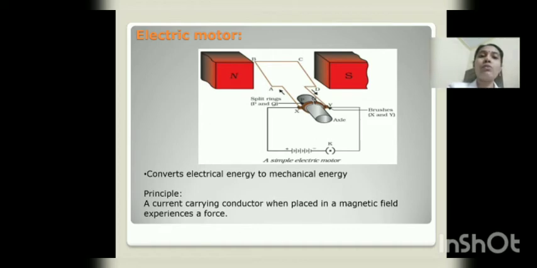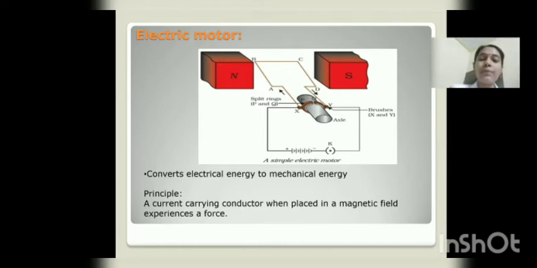And what is the use of the electric motor? Why do we use an electric motor? It converts electrical energy to mechanical energy. If you consider the example of a fan, when you switch on the fan, electrical energy is going to the fan and that electrical energy makes the fan rotate. And when it rotates, that electrical energy is converted to mechanical energy. Right? So the electric motor converts electrical energy to mechanical energy.